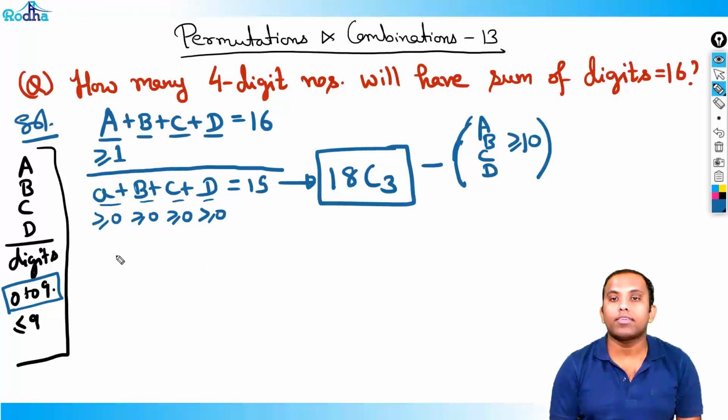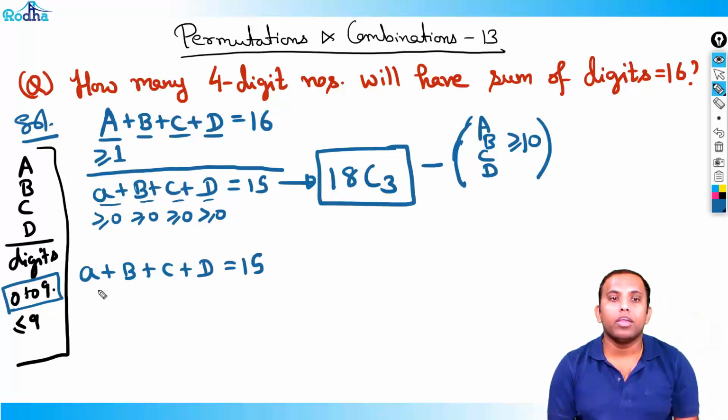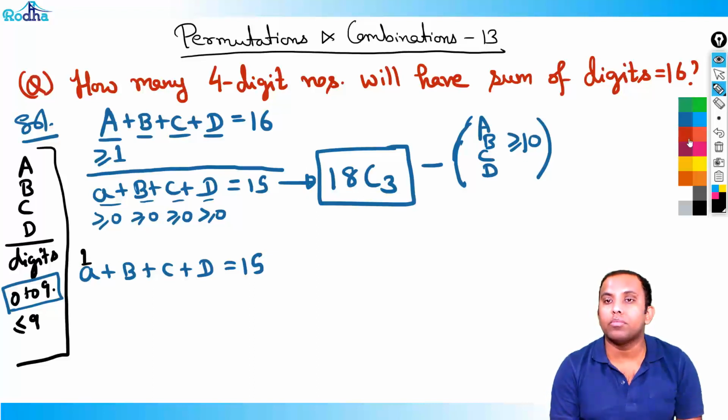So out of these many cases, how many cases have A, B, C, D greater than or equal to 10? We can solve it. Write this equation as A plus B plus C plus D equal to 15. I've written a capital A and a small a, so don't get confused. It's just to differentiate that I've given 1 to A. You can take capital A also, it's your wish. And now remember that A has now 1. This is very important.